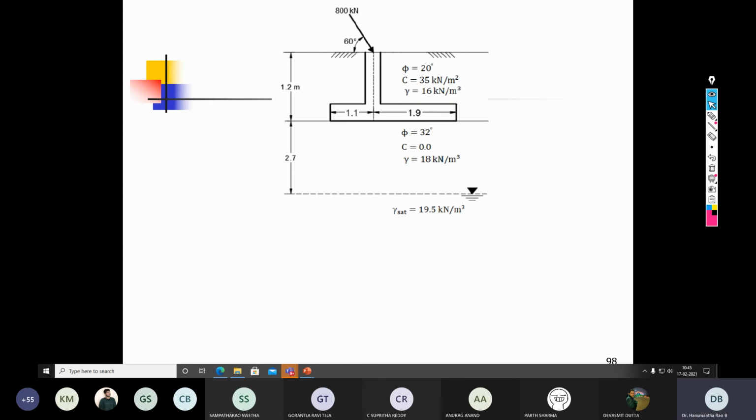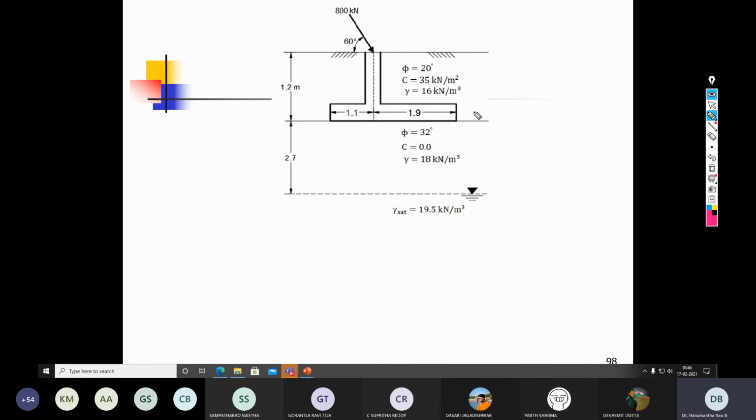Here, sir, one eccentricity moment will be there and one moment due to horizontal force. Okay. Sir, you told that here inclination is not possible, sir. Yeah, true. Here inclination is not possible. Correct. But how do you simplify that problem? The horizontal and vertical component, and after that change to the moment and vertical force.